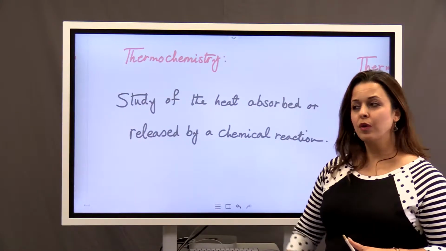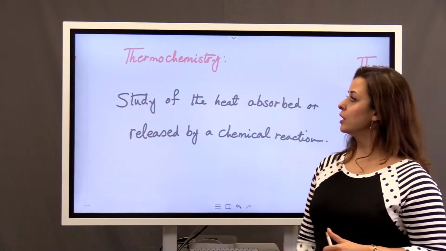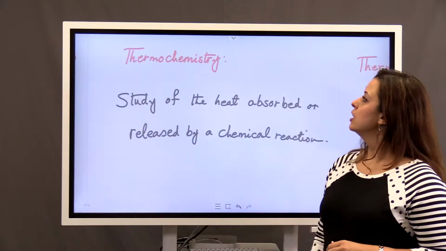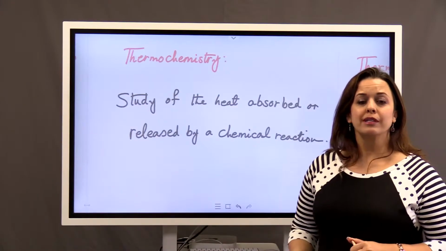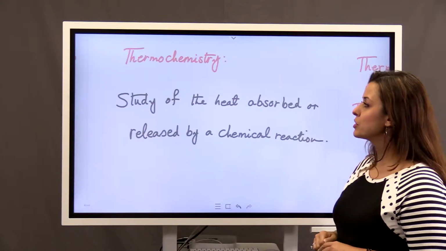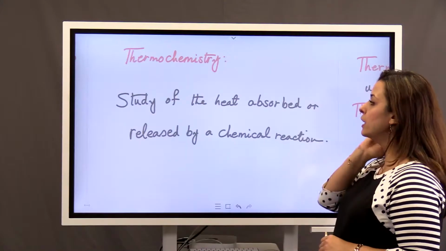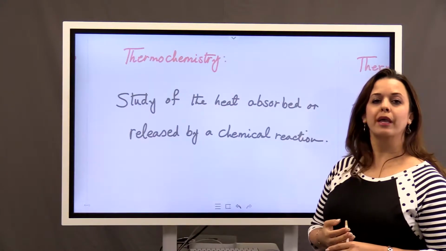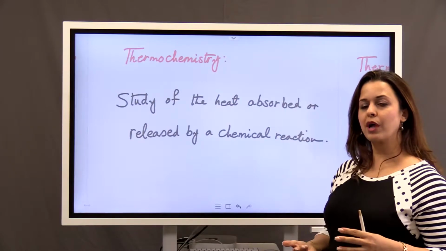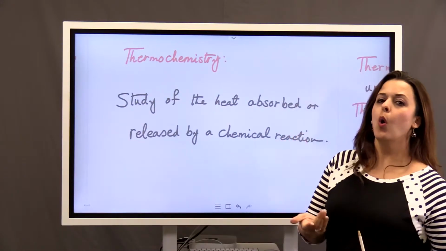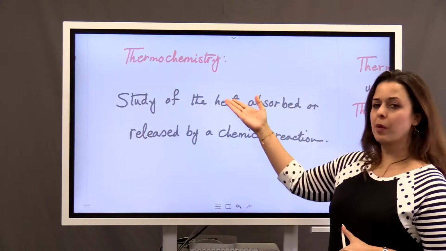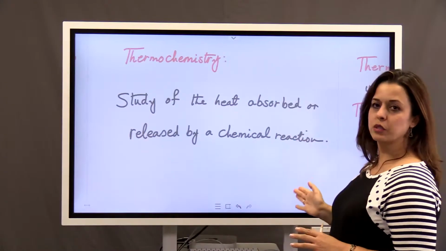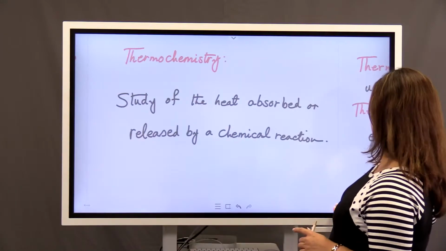Now it's time to start our thermochemistry chapter by knowing those concepts about energy. Thermochemistry, thermo means heat. So thermochemistry is the study of heat which is absorbed or released by a chemical reaction. So you do a chemical reaction, it either absorbs energy or releases energy. So thermochemistry is studying these heat exchanges, and this is what we do in this chapter. Ready?